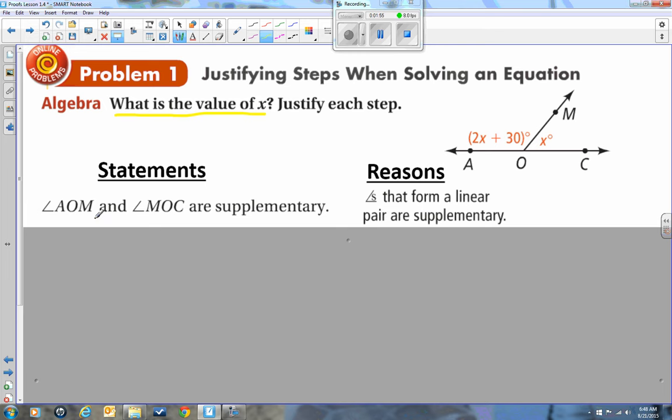They gave us this angle AOM, which I'll highlight in yellow. A to O to M, this angle right in here. And then we have angle MOC in red. Those two angles are supplementary. They state that. Well, how does the publisher know that these are supplementary? They notice that we have angles that form a linear pair.